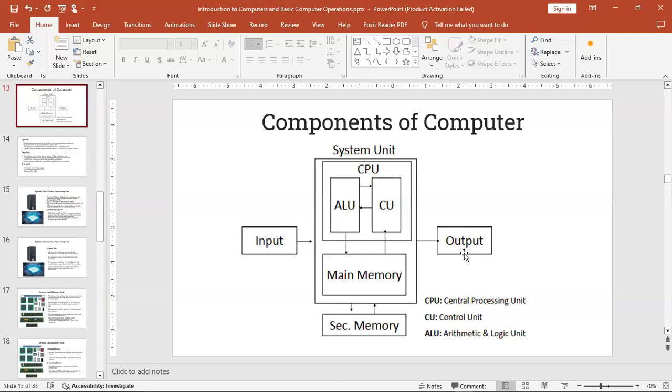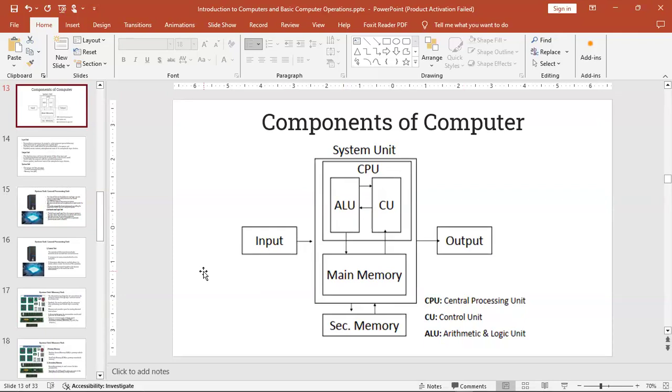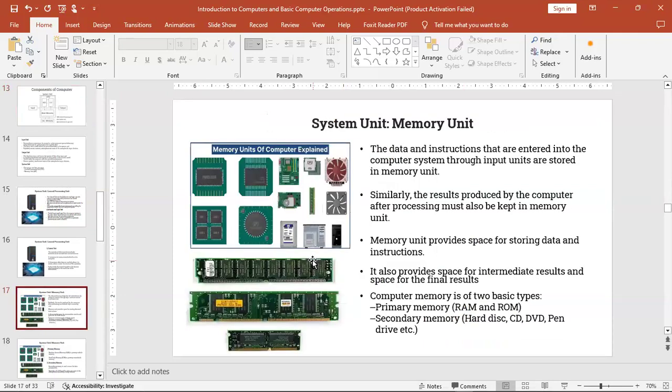Let's look at the second part of the system unit. We have the memory, the main memory. The data and instructions that are entered into the computer system through the input unit are stored in the main memory. Similarly, the results produced by the computer after processing must also be kept in the memory unit. The memory unit provides space for storing data and instructions. It also provides space for intermediate results and space for final results. Okay, so let me explain what this means.